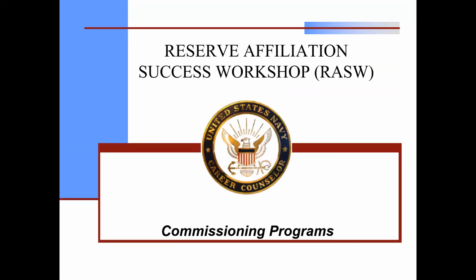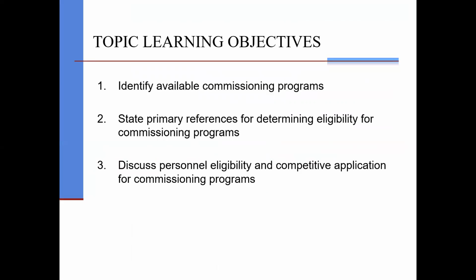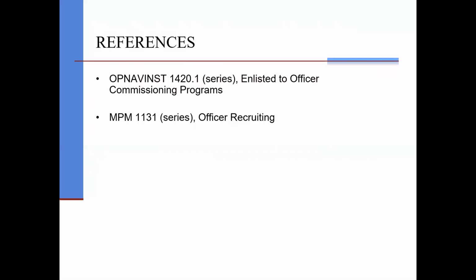Reserve Affiliation Success Workshop, Commissioning Programs. Topic: Learning Objectives. Identify available commissioning programs. State primary references for determining eligibility for commissioning programs. Discuss personnel eligibility and competitive applications for commissioning programs. Reference OPNAVINST 1420.1, Enlisted to Officer Commissioning Programs, and MPM 1131, Officer Recruiting.